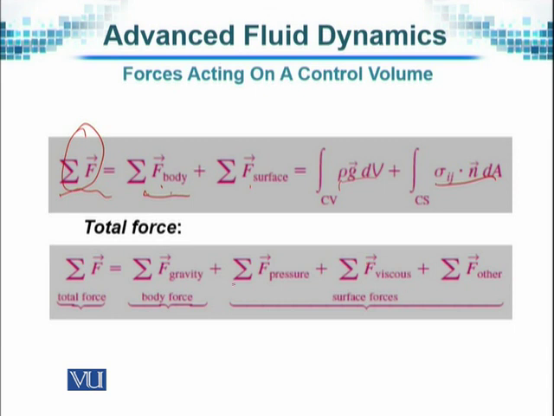The combination of pressure and shear forces will determine the totality of the forces that are acting on the surface. In addition to that, we have written a summation of F other forces. If any other force also exists, we have to take it into account. So the net total force is the sum of all these forces on a real fluid flow.